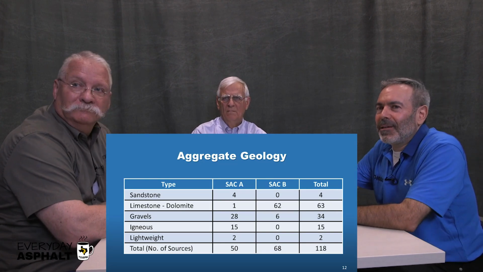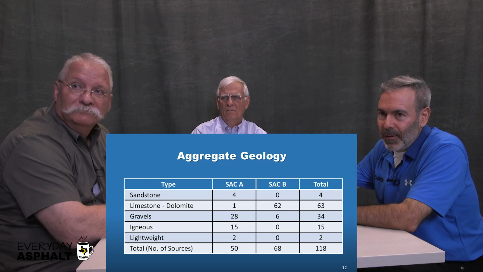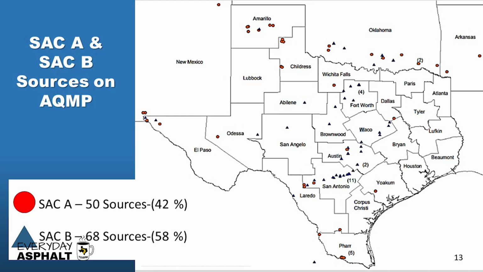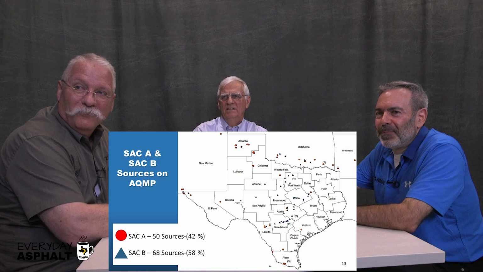However, let's look at the map and where those sources are located. If you look at the red circles, they're at the outskirts of Texas: West Texas, South Texas, North Texas. But in that middle part, not in the Central Texas, what they call the Texas triangle, there's what, one or two?